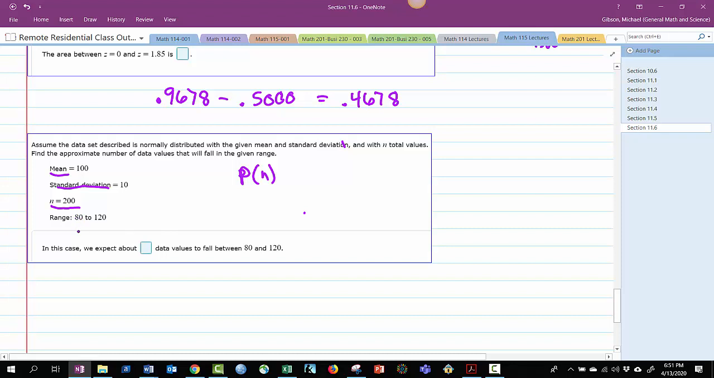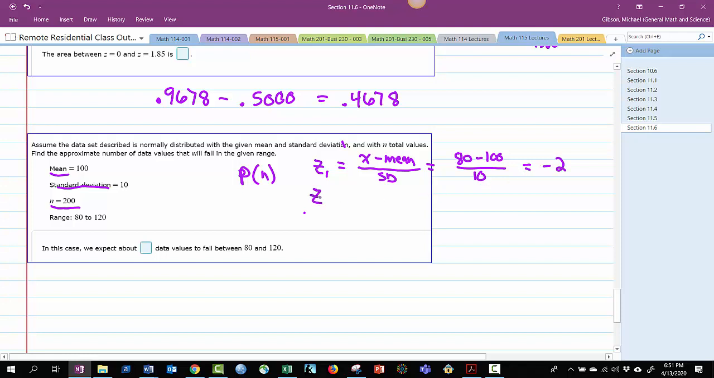So first we're going to have to find our z-scores. This is the first time we've had to do it. I talked about that in the last video. So 80 comes first because it's smaller, so we'll call that z1, right? Remember, a z-score is the data value minus the mean, divided by the standard deviation. So what we have here is 80. They tell us the mean is 100. Standard deviation is 10. You do that, it turns out to be minus 2.